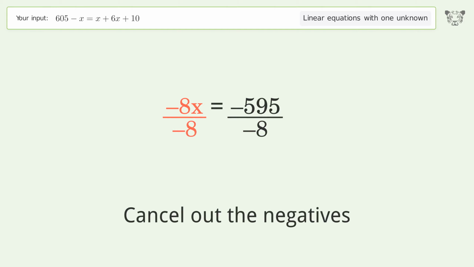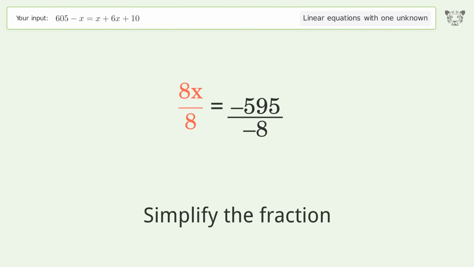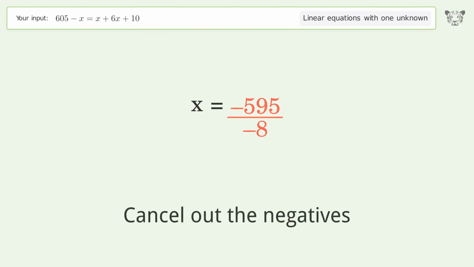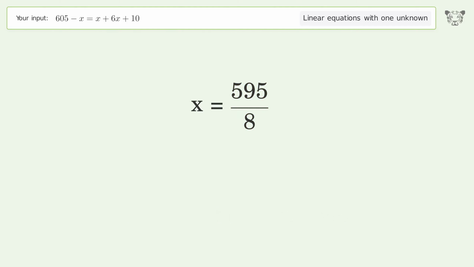Cancel out the negatives. Simplify the fraction. Cancel out the negatives. And so the final result is x equals 595/8.